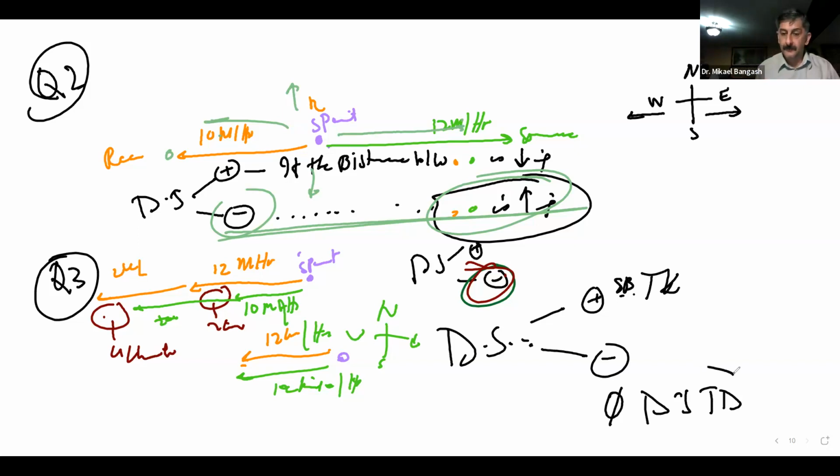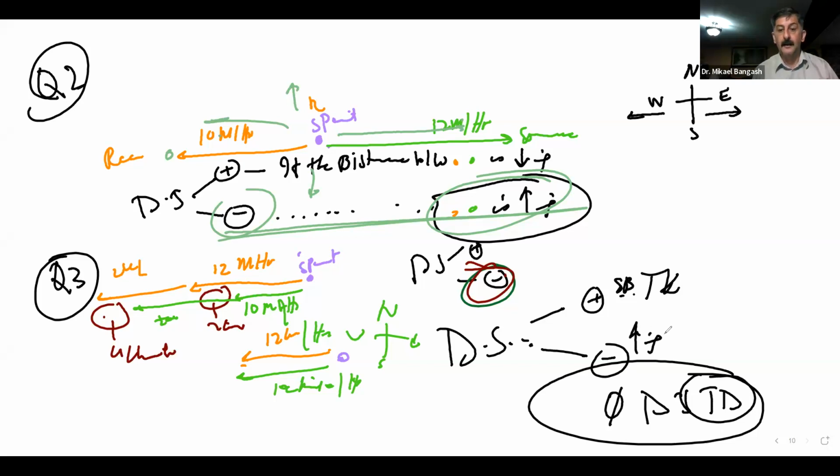It is 0. Why? Because the distance between them is not increasing. If it was increasing, then we would have had a negative Doppler shift. But neither is the distance between them decreasing. The distance between them remains the same. So there's a 0 Doppler shift.